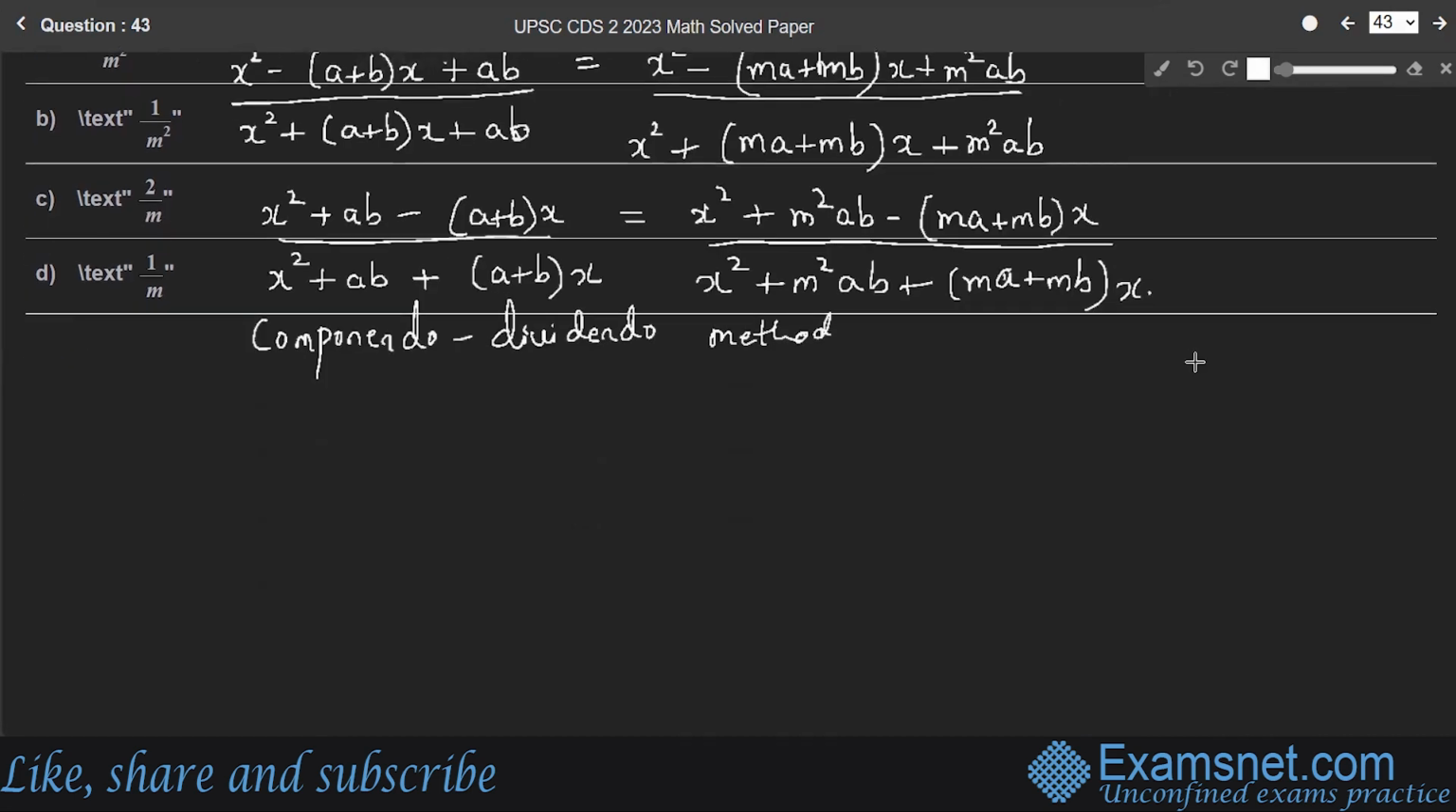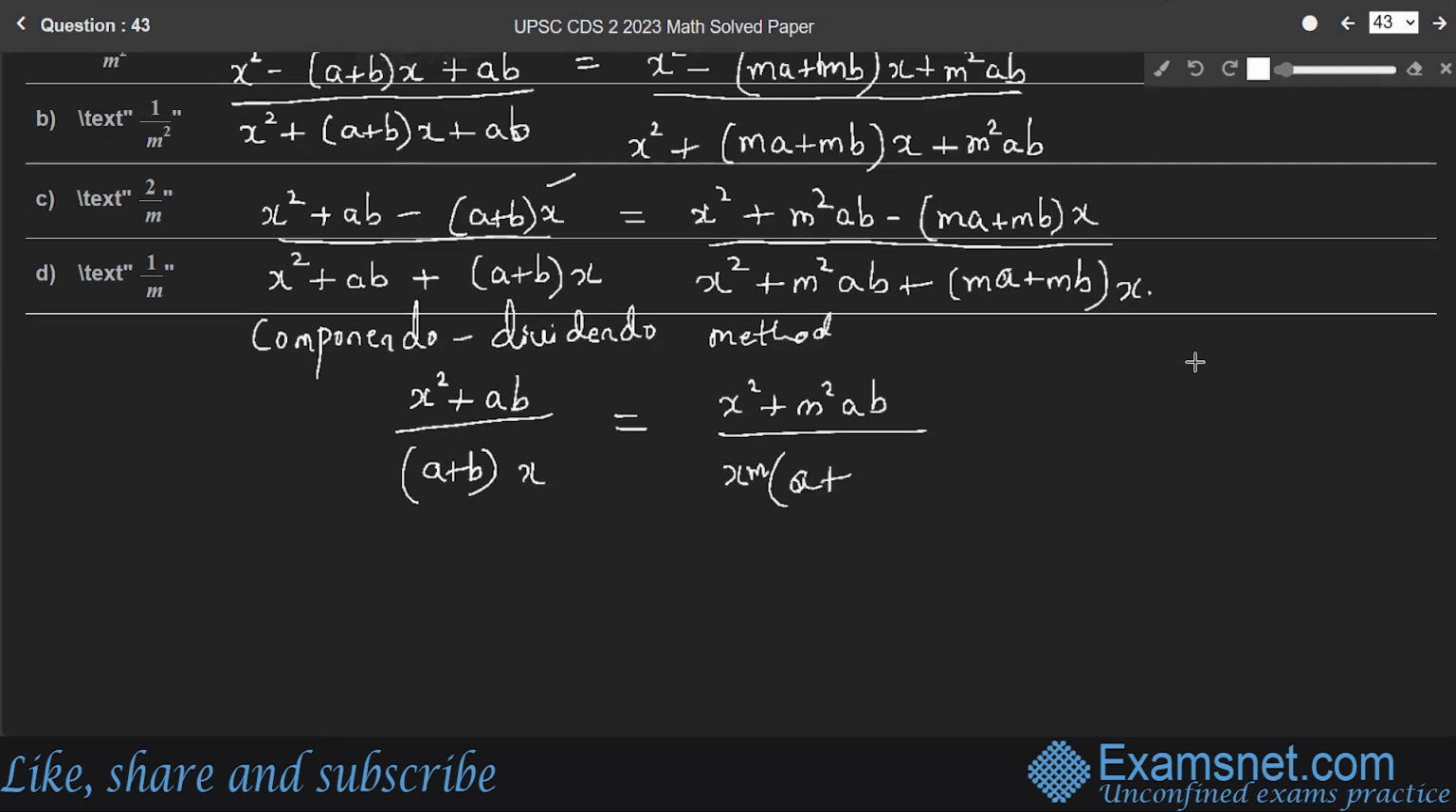Here, numerator is in the form of A minus B. Denominator is A plus B. So, in this case, according to componendo dividendo method, A is x square plus AB, B is A plus B into x, C is x square plus m square AB, D is x into m. So we can take m also as common, x into m into A plus B, so that we can cancel A plus B and A plus B. And x will also get cancelled.